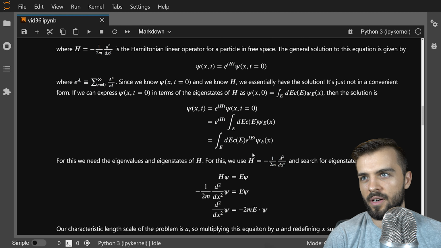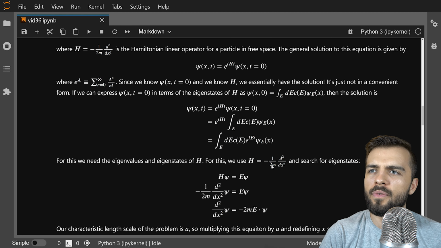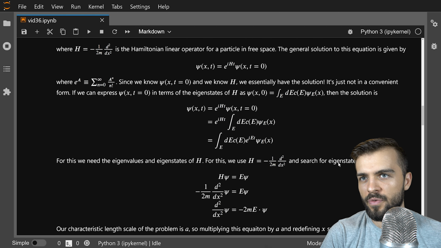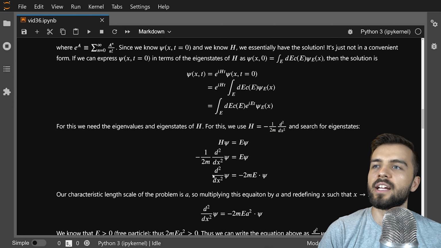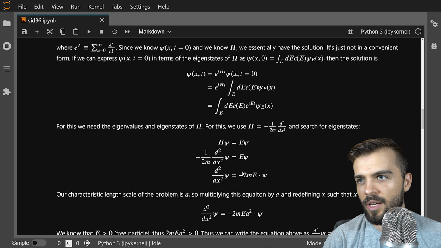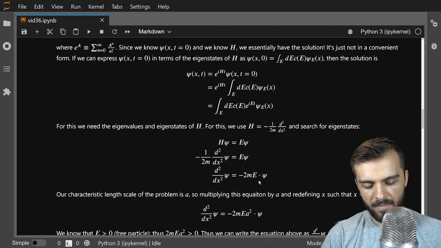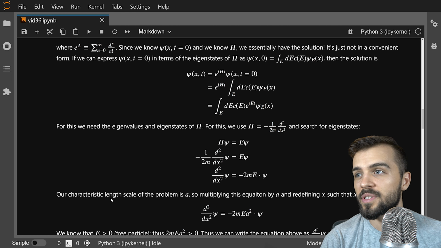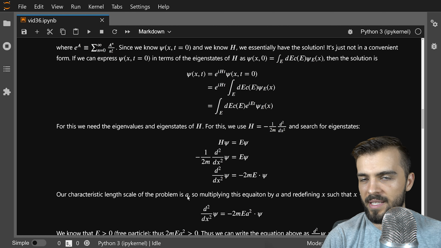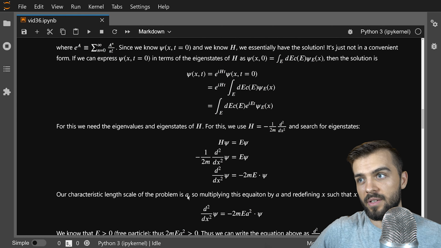So for this, of course, our Hamiltonian is h equals minus 1 over 2m d squared dx squared, and we search for eigenstates. H times psi equals e times psi, which if you simplify this equation is the second derivative of psi equal to some constant times psi. Of course, the characteristic length scale of this problem is a. That's the width of our Gaussian function.